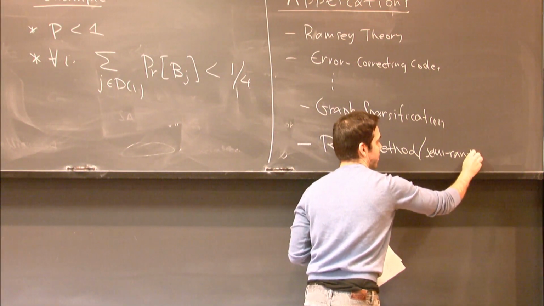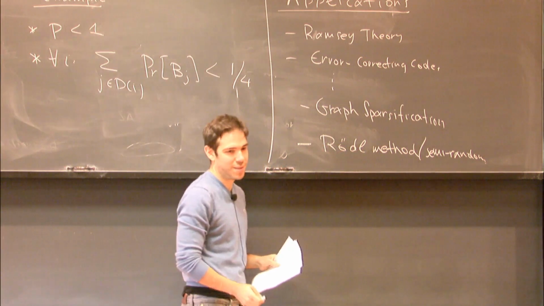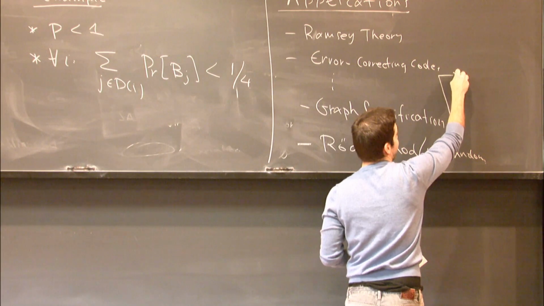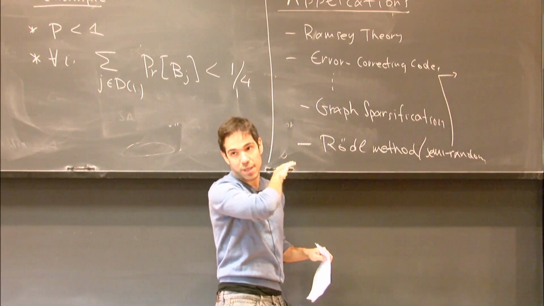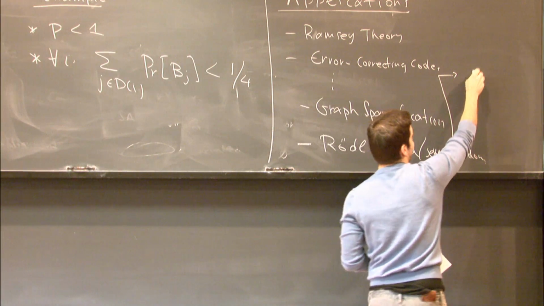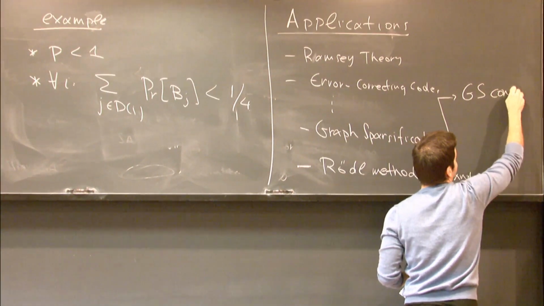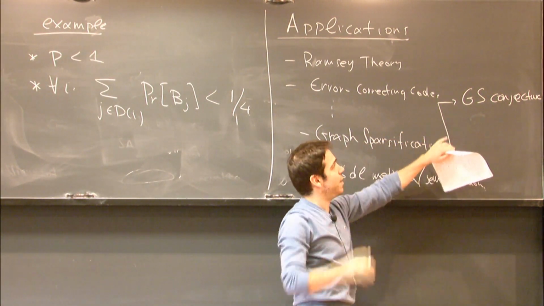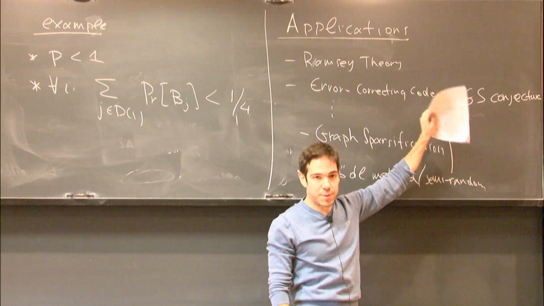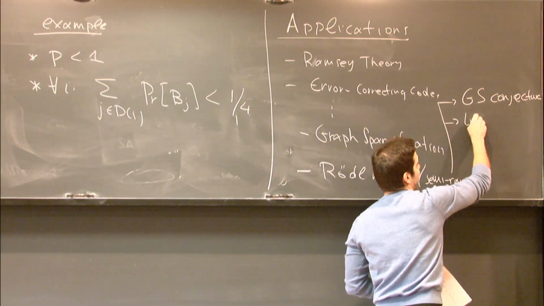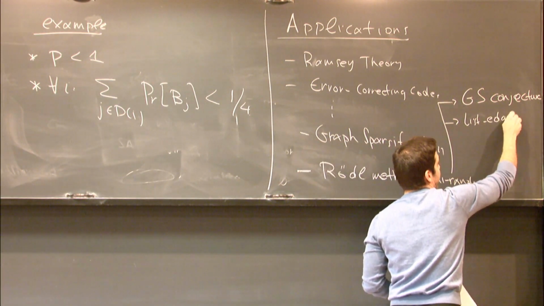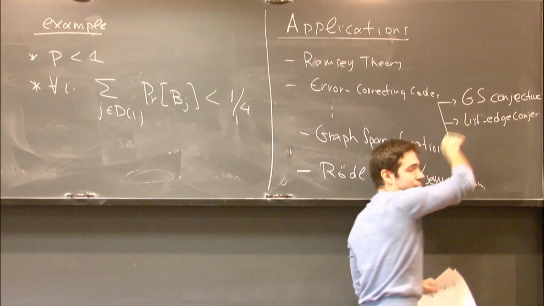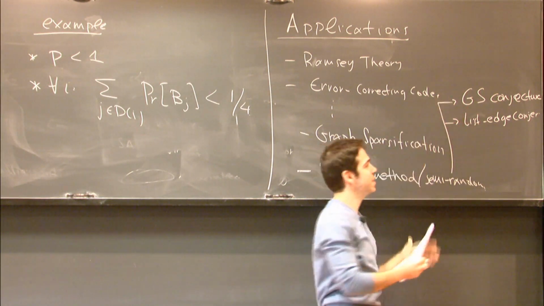This method is behind some very strong results in graph theory. For example, a proof by Jeff Kahn that the Goldberg-Seymour conjecture holds asymptotically, and that the list edge coloring conjecture holds asymptotically. Again, these are by Kahn, and these are super cool proofs.